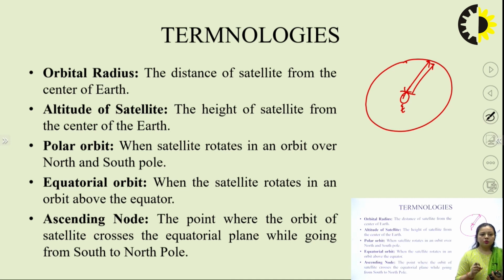Next is the ascending node. It is the point where the orbit of the satellite crosses the equatorial plane while going from south to north pole. Now the satellite is orbiting, and it depends on the direction. In which direction is it orbiting? Is it the same as the direction of the Earth's rotation, or the opposite direction? So the ascending node is the point where the orbit of the satellite crosses the equatorial plane while going from south to north pole. That is, when it is going upwards, the point of intersection we call the ascending node.